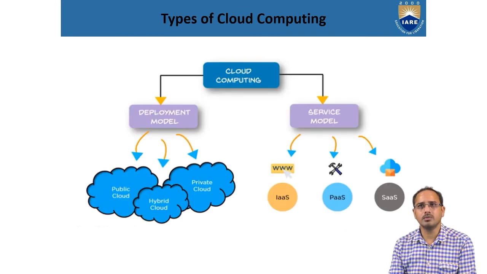The cloud computing is classified into two important types: the deployment model and the service model. The deployment model consists of the public cloud, private cloud, and hybrid cloud, whereas the service models have been classified into infrastructure as a service, platform as a service, and software as a service. So this is a brief introduction, and in the next class, I'll go through the concepts of the deployment models and how they are used in our day-to-day happenings, and similarly the service models.